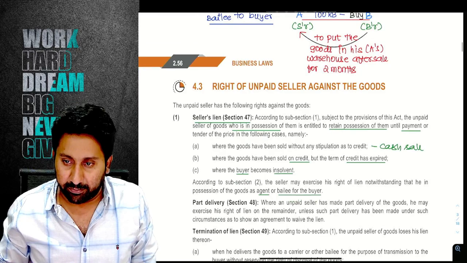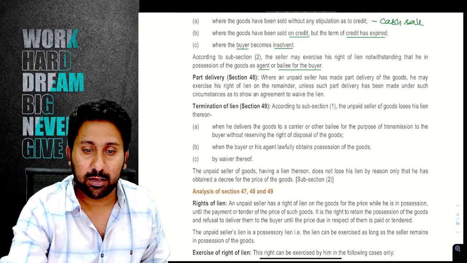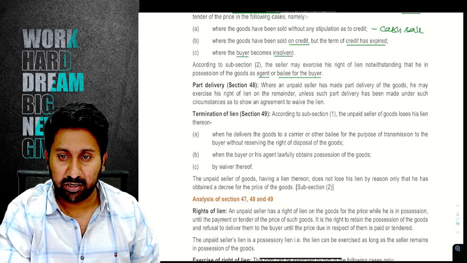Next one, part delivery. What is the next concept, sir? Part delivery. Let's discuss the part delivery concept. So let's move on to the next concept. See here, part delivery is the next section.